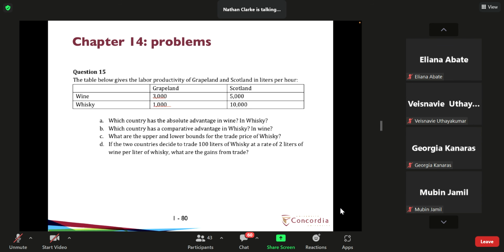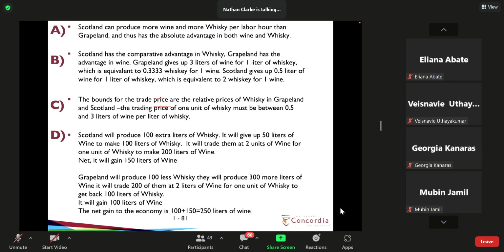Then the opportunity cost of whiskey for Scotland, they only need to give up 5,000 wine for 10,000 whiskey. So 5,000 divided by 10,000 gives you an opportunity cost of whiskey of about 0.5 for Scotland. Okay. So that's why Scotland has the advantage in whiskey.